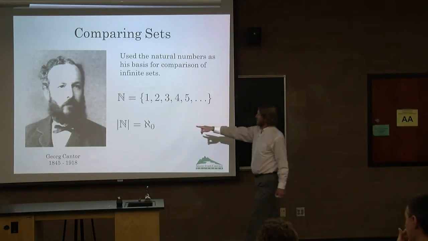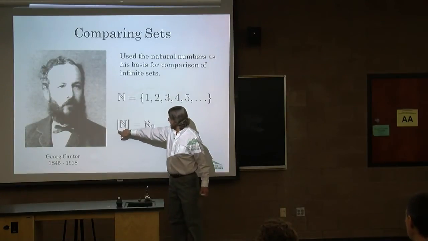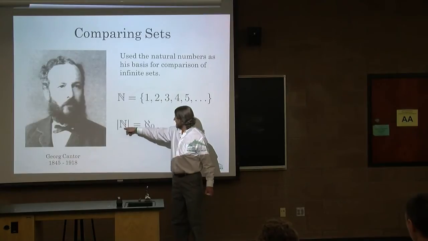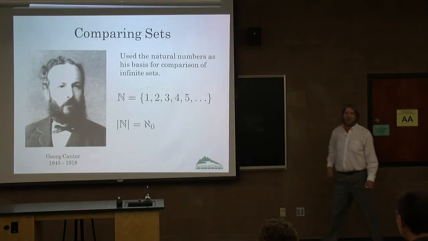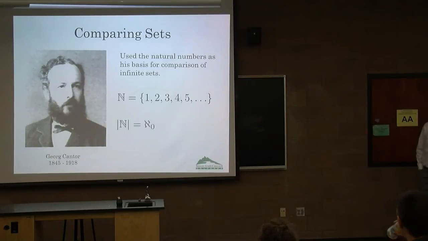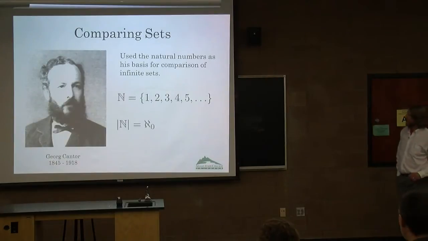The little bars around here simply say that we're counting the number of elements in the set of natural numbers, and he said we're going to set that equal to this, what he called a transfinite number, Aleph naught. So the cardinality of the natural numbers is defined to be this Aleph naught.